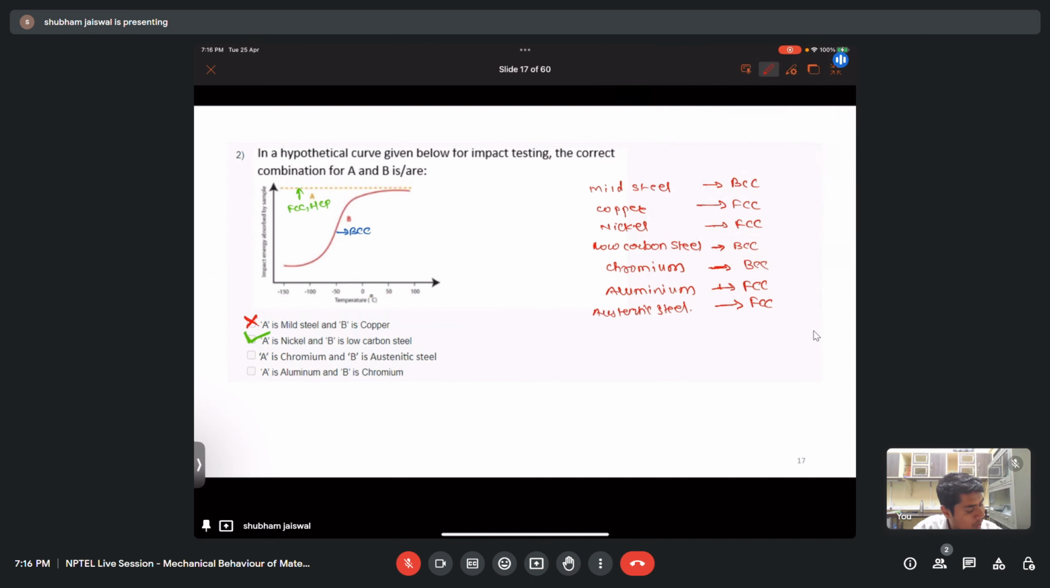Okay. Then we have A is chromium. So here we can see that chromium has a BCC structure. It means the first part itself is wrong, means this answer is also wrong.